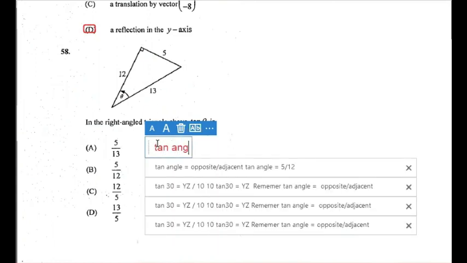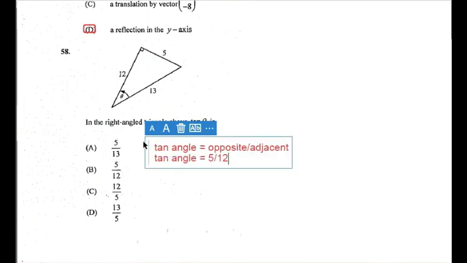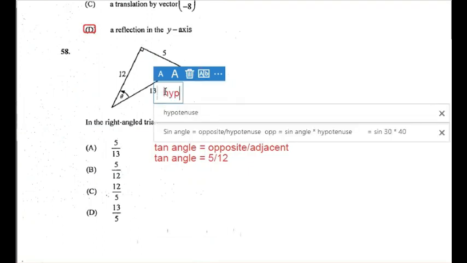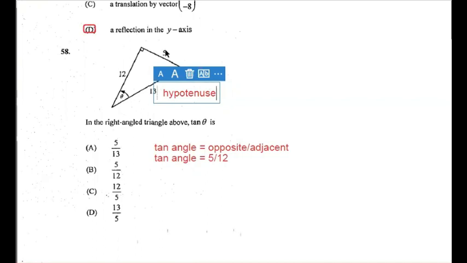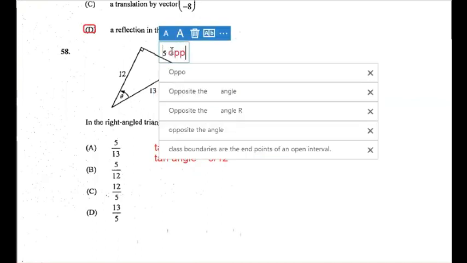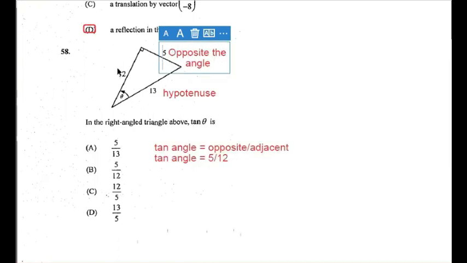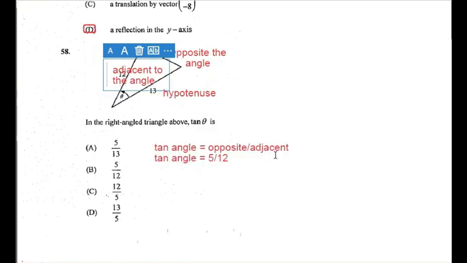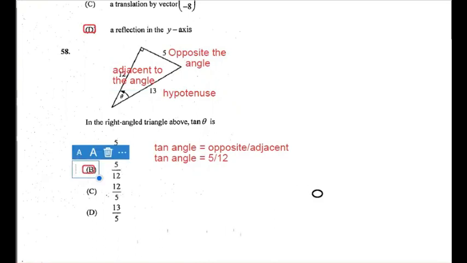58. In the right angle triangle above, tan of the angle is. Remember, tan of the angle is equal to opposite over adjacent. In this case, this is our hypotenuse, and this is the angle, so the side that is opposite the angle is right here, 5, and this is adjacent to the angle. So our answer is opposite over adjacent, which is 5 over 12, and our answer is B.